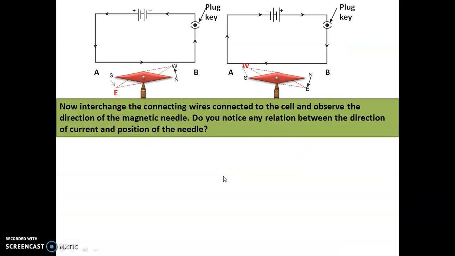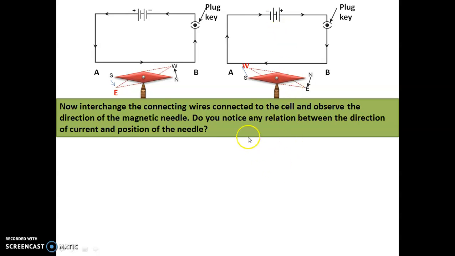Now, interchange the connecting wires connected to the cell and observe the direction of the magnetic needle. What is the meaning of interchanging? Please look at the diagram. Initially, A was connected to the positive terminal and B was connected to the negative terminal, so current was flowing from A to B. Now, A is connected to the negative terminal and B is connected to the positive terminal. This is called interchanging of connecting wires.